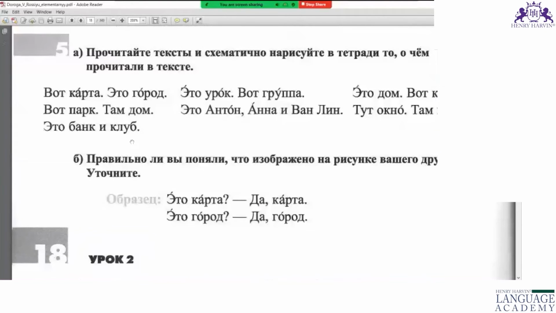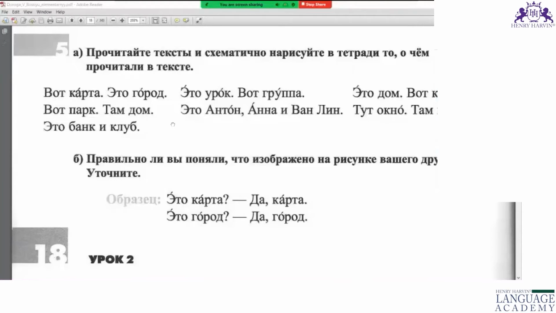Padma Priya, can I ask you to read this? Вот карта. Это город. Вот парк. Там дом. Это банк и клуб. Да, вот карта, это город, вот парк, там дом. Это банк и клуб. Клуб means club.